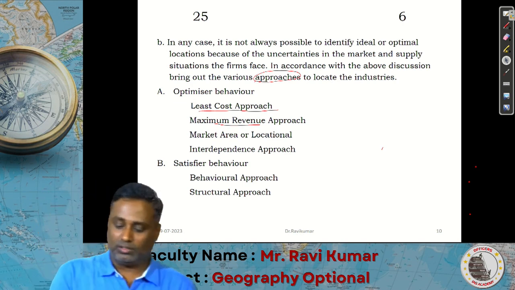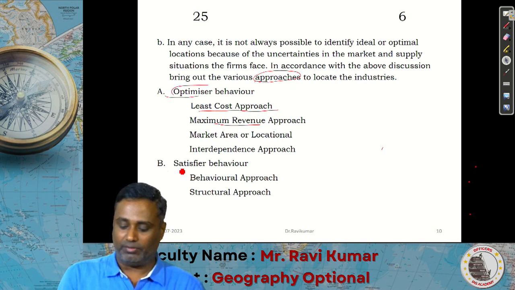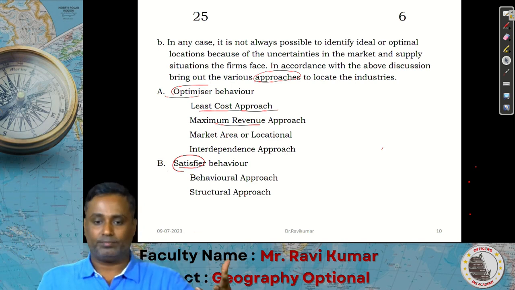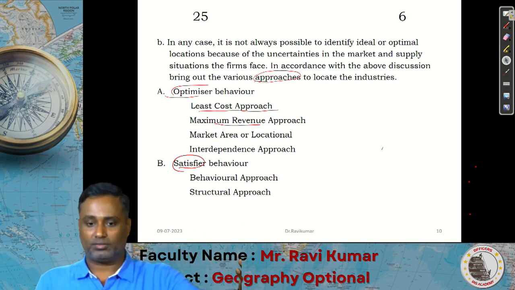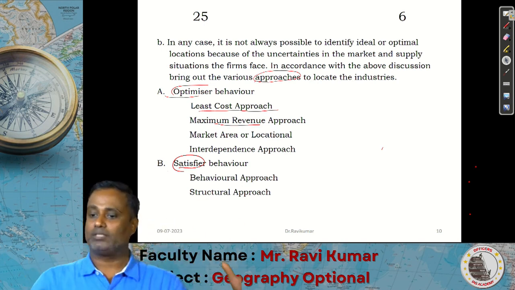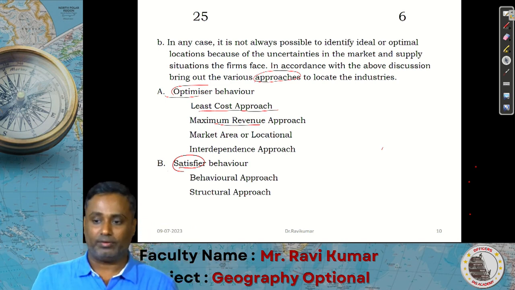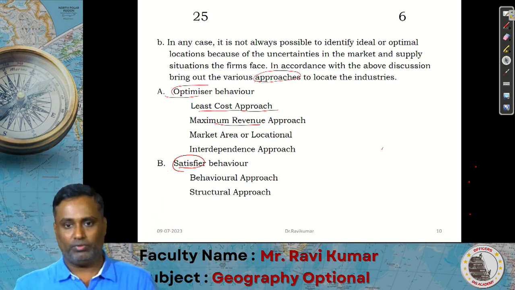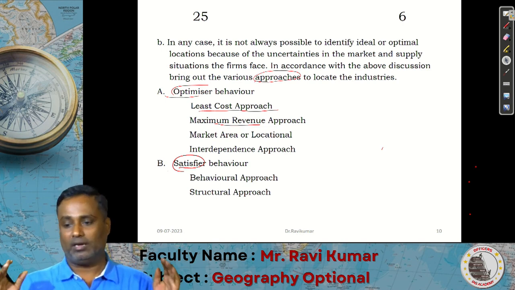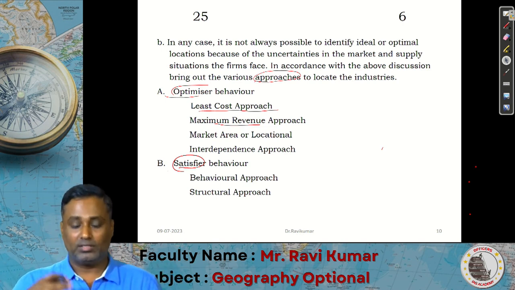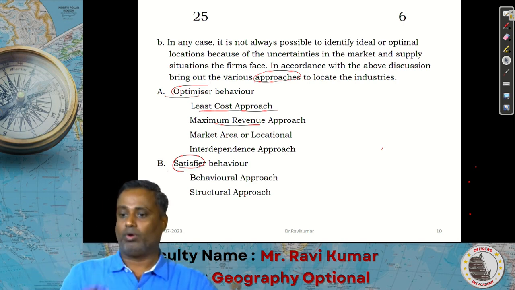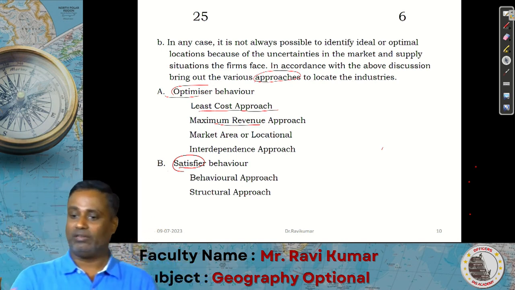Normally, two types of approach. One is optimizing behavior and satisficing behavior. Optimizer behavior, normally they try to increase the profit, maybe by reducing the cost of production or maybe by increasing the selling price. So their approach is always that they want maximum profit. That is the optimizing behavior. Another kind of behavior is satisficing behavior. Even if not getting a maximum amount of profit, at least a nominal profit is enough. That is called satisficing behavior. I am satisfied with the profit, that is enough. I don't want a maximum amount of profit. I don't want 100 crores. Even 10 crores is enough. I am happy with that.